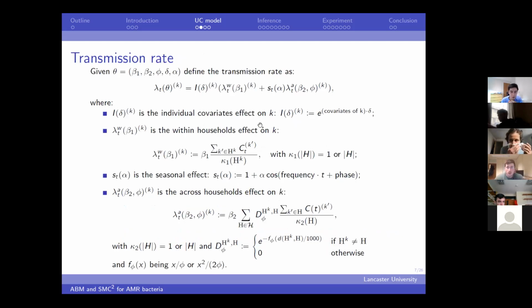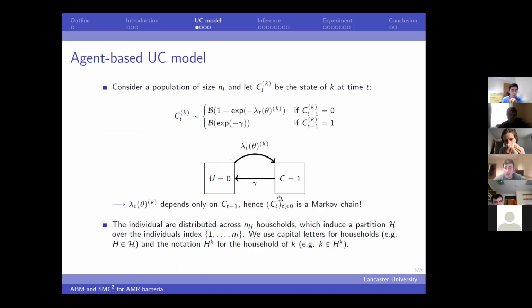Lorenzo, can I just ask a question to clarify? So you're matching this in discrete time, although you have rates. Yeah, in discrete time. It's a discrete-time Markov chain. Okay.